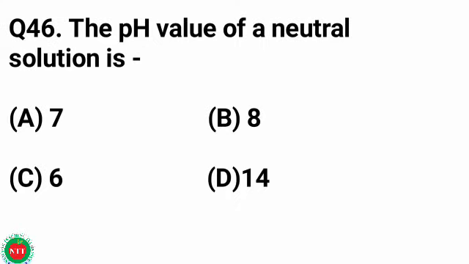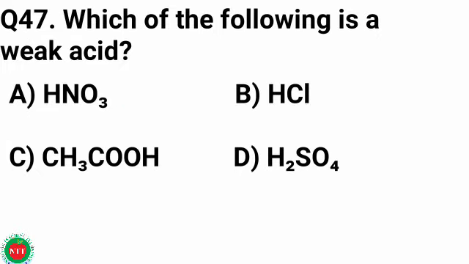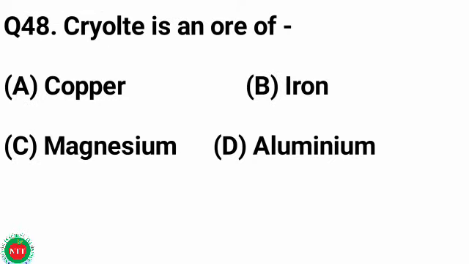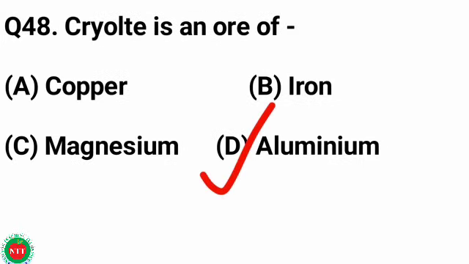Question number 46. The pH value of a neutral solution is A. 7, B. 8, C. 6, D. 14. The right answer for this question is 7, A. Question 47. Which of the following is a weak acid? HNO3, HCl, CH3COOH, H2SO4. The right answer for this question is option C, CH3COOH. Question number 48. Cryolite is an ore of copper, iron, magnesium, aluminium. The right answer for this question is option D, aluminium.